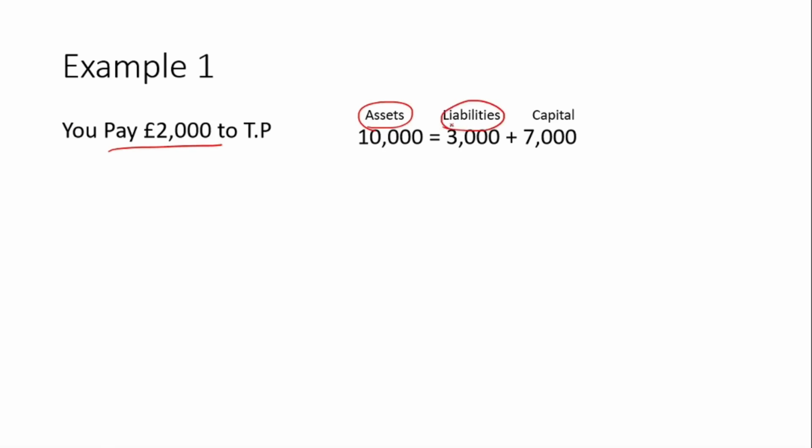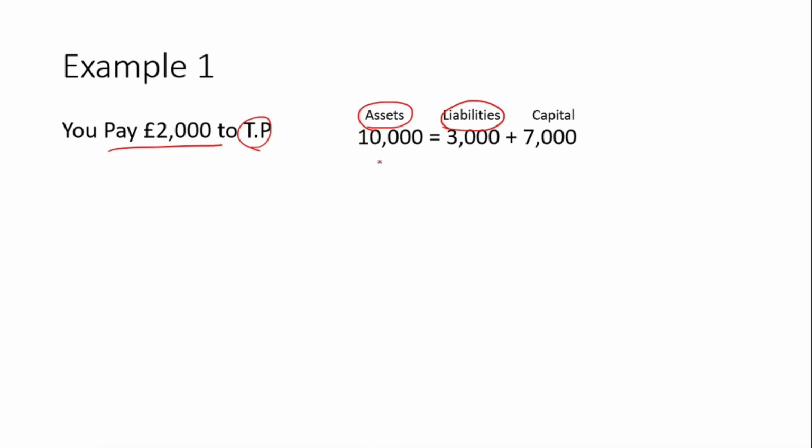Okay, let's look at an example. Let's say you pay £2,000 to your trade payables, also known as the supplier, and you have £10,000 of assets, £3,000 of liabilities, and £7,000 of capital. And because you are paying £2,000 to your trade payables, using the money, it will affect the assets and liabilities, because assets are also part of cash and liabilities is also part of trade payables. And because we are paying, it reduces the amount we have to owe to them.